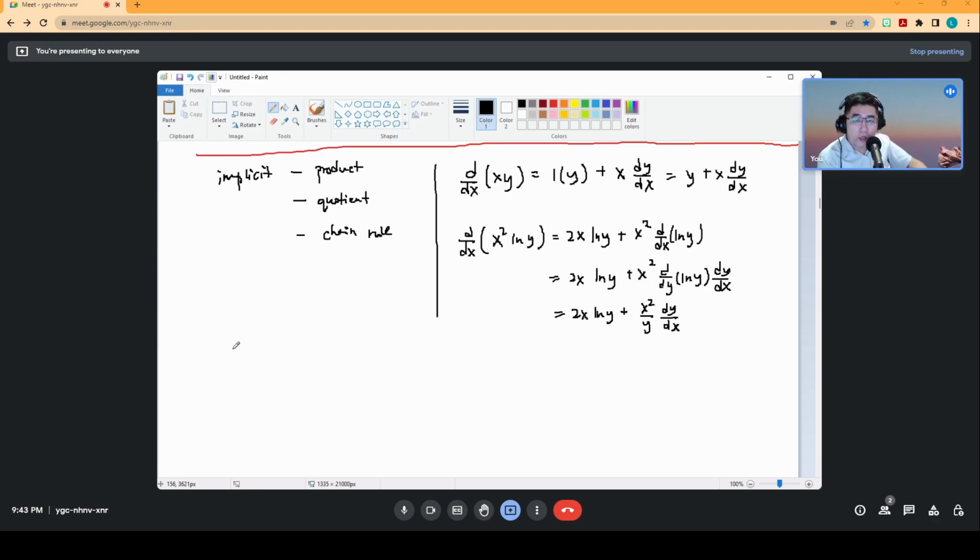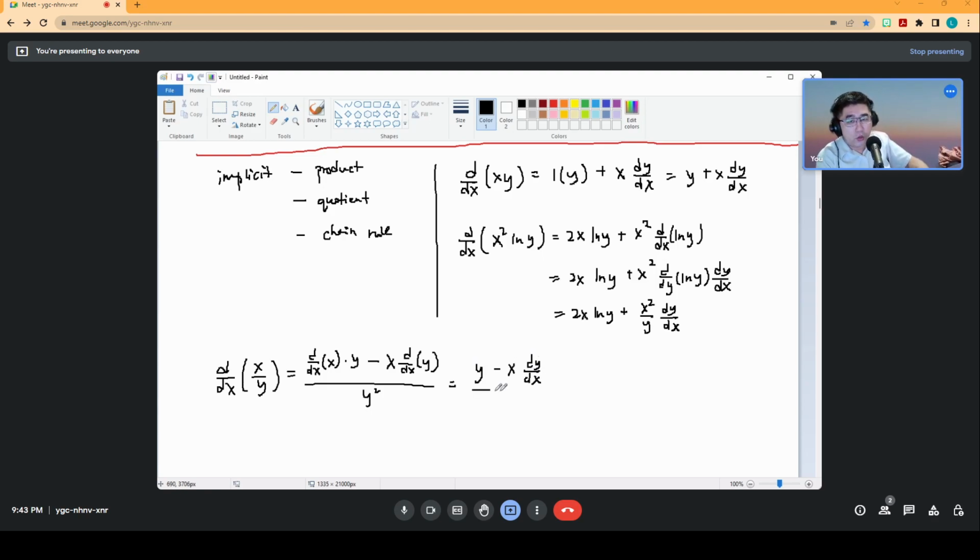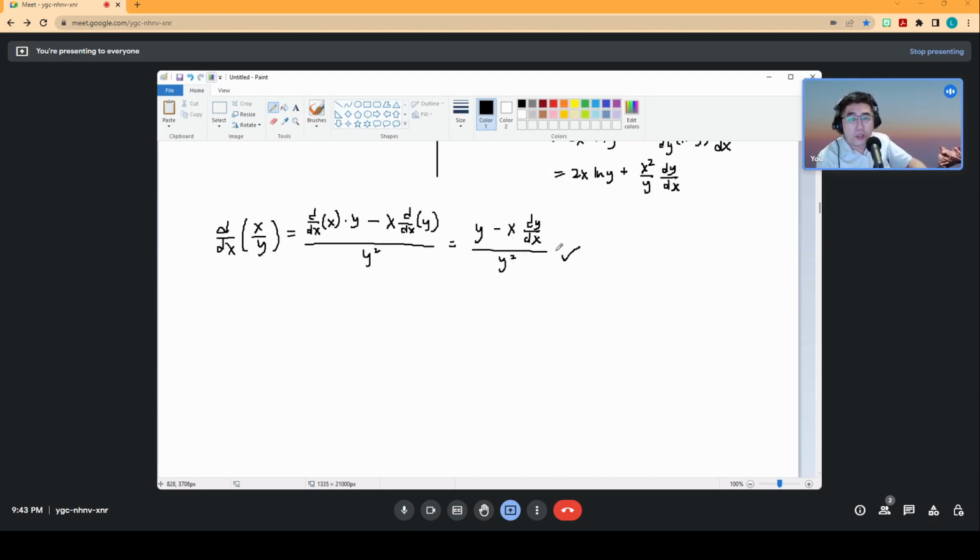So what if we have a quotient rule? So x over y. Differentiate the top, keep the bottom, minus keep the top, differentiate the bottom, over the bottom squared. So you will get y minus x dy/dx over y squared as your answer.